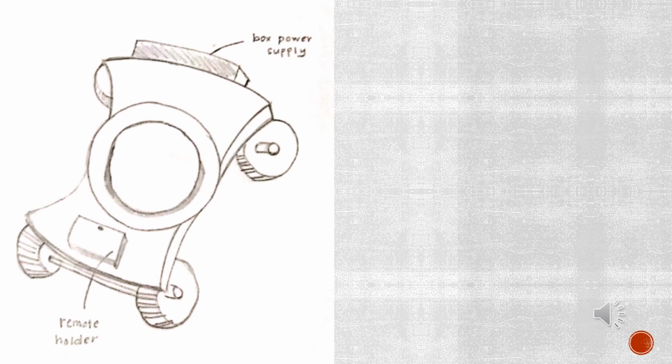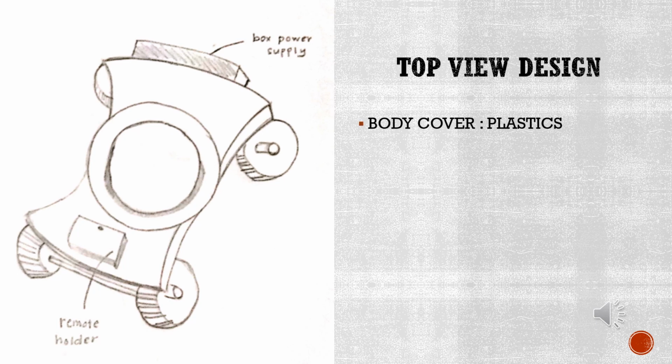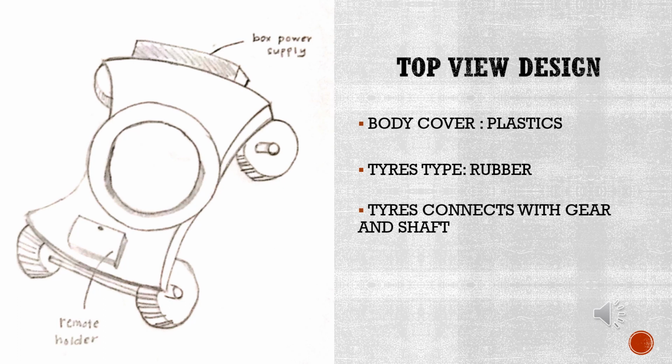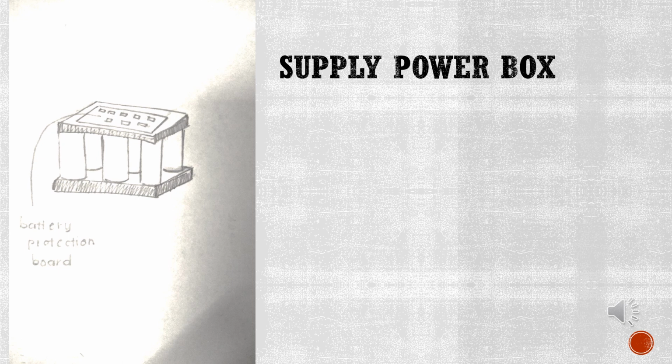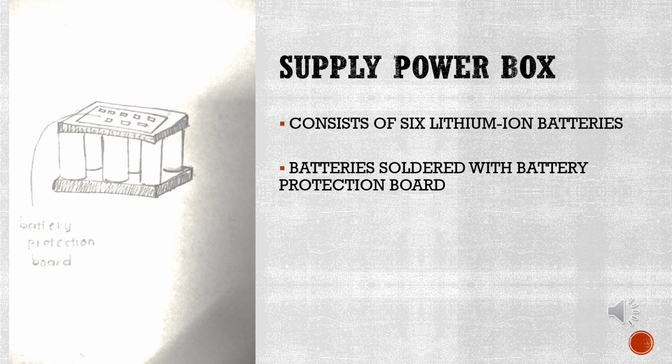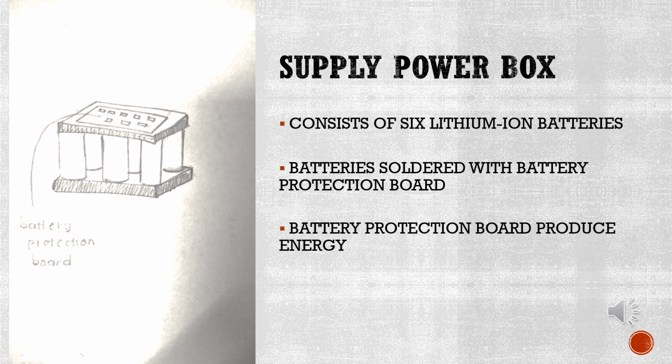This is the top view of my design. The body cover is made from plastic since it's more durable and lighter in weight. The tire type for this design is rubber, and they are connected to gear and shaft. It also has a remote holder so it can keep the remote safe when it is not being used. It also has a power supply box. In the power supply box, there are 6 lithium-ion batteries soldered with the battery protection board. The battery protection board is used to supply energy to move the motor to rotate the blades and tires.